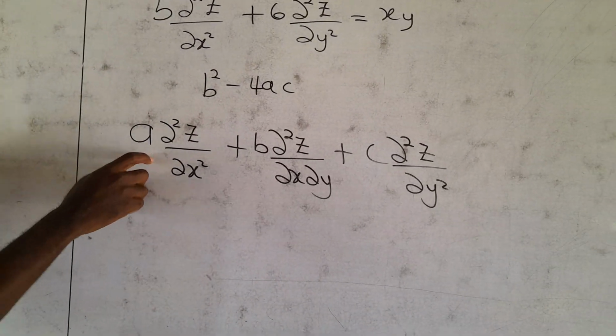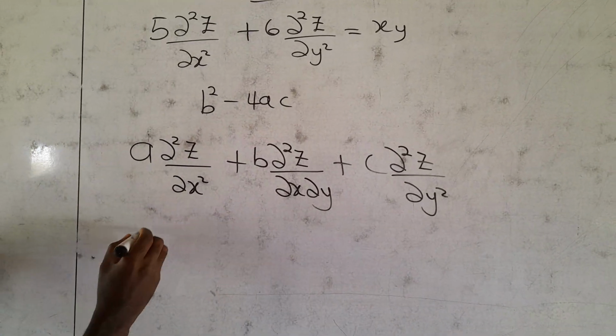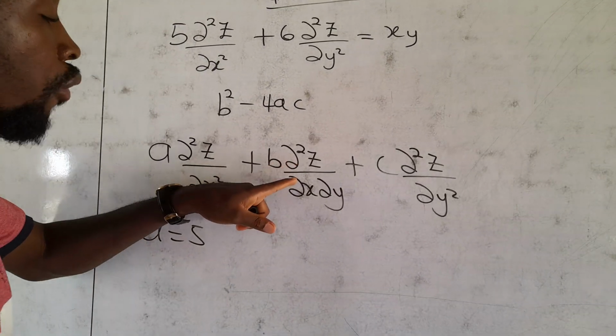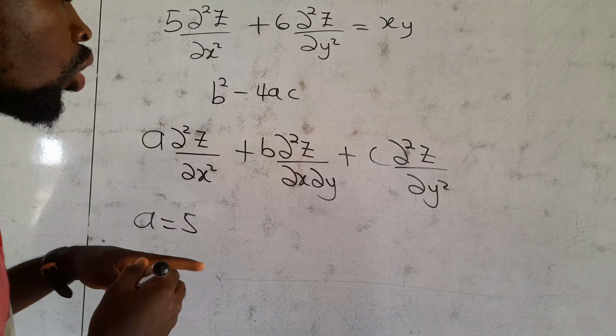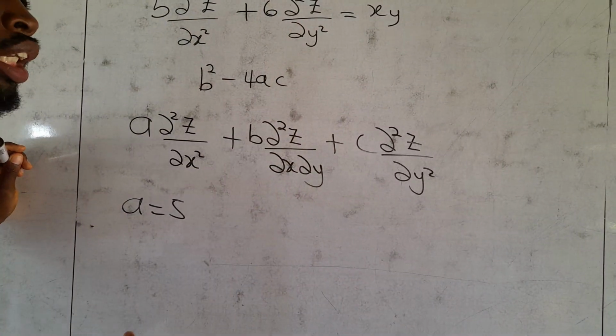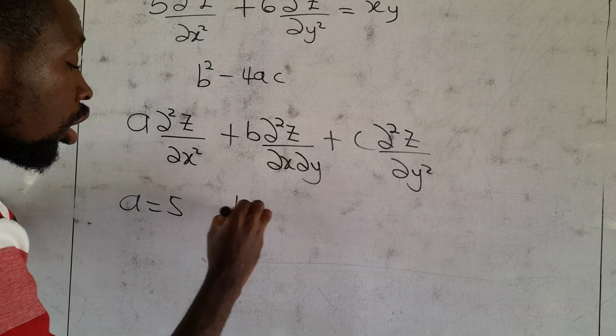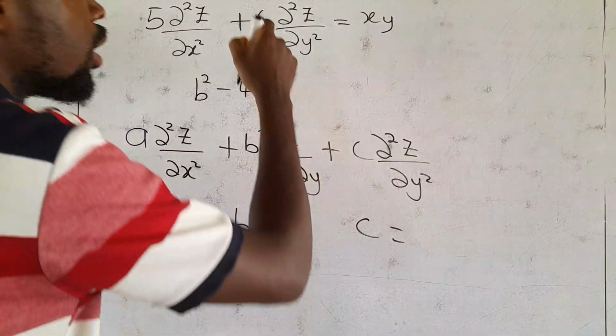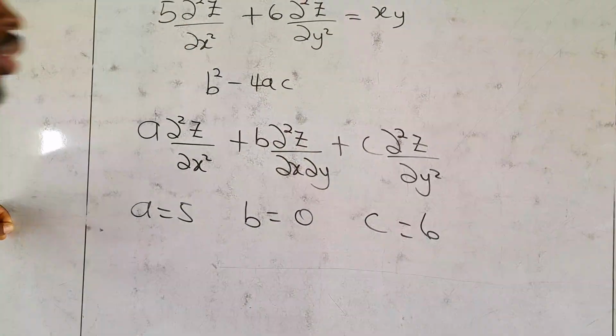So in this case, all compared, we can say that our a is equal to 5. Then the partial differentiation of the function with respect to x, then with respect to y, is not there. So we'll consider the coefficient to be 0. So we say b is 0. Then our c in this case will be 6. I hope you get that.